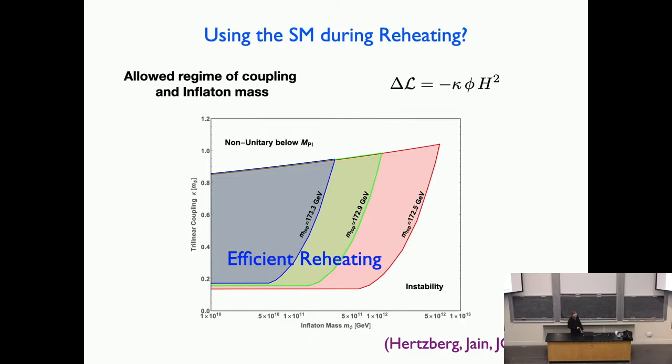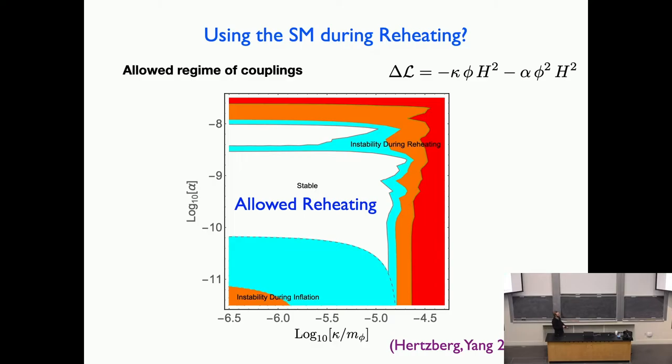And then depending on the inflaton, if the inflaton mass is rather large, it looks like there's nothing allowed, it's all unstable, and then the second coupling, it turns out, can help, and there's an allowed regime there. So in any case, I do want to say that the Higgs seems to give us a unique opportunity to explain why we are standard model radiation dominated in the early universe.